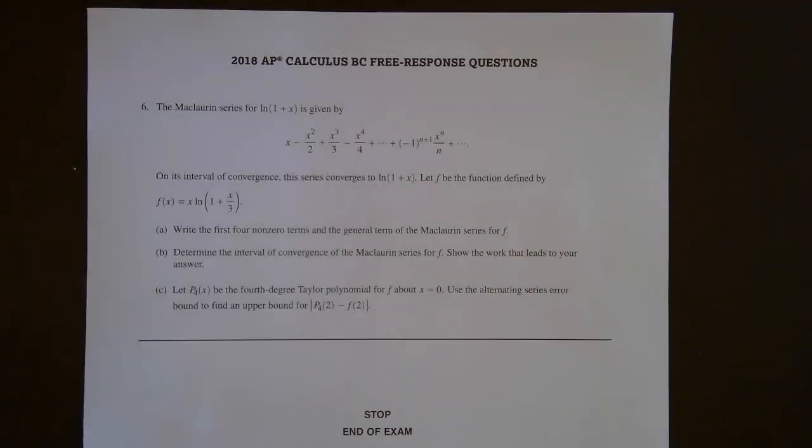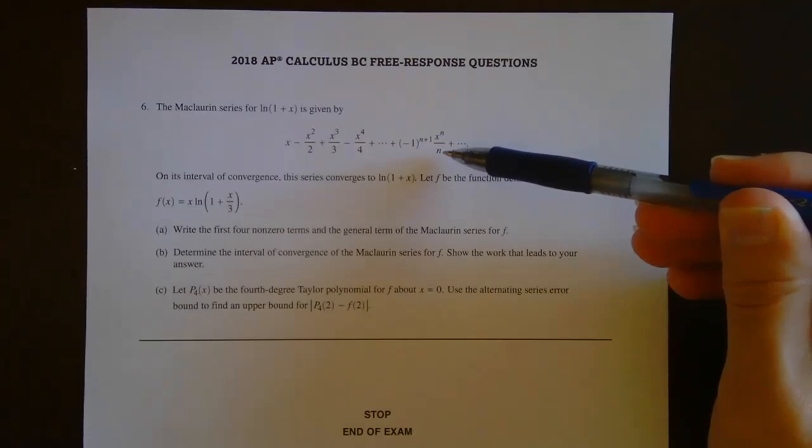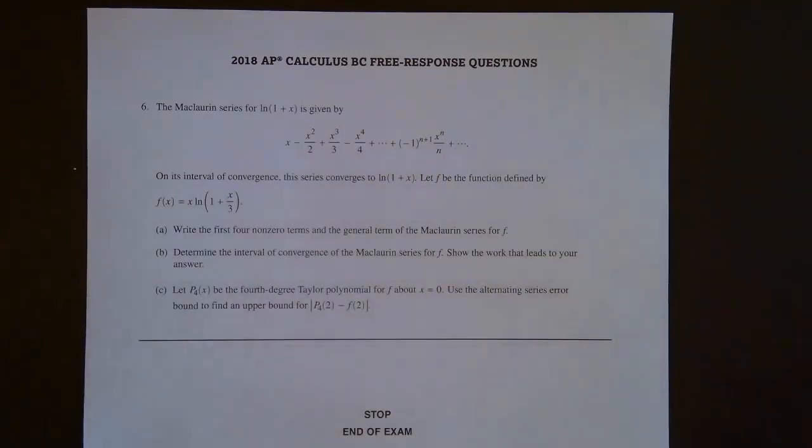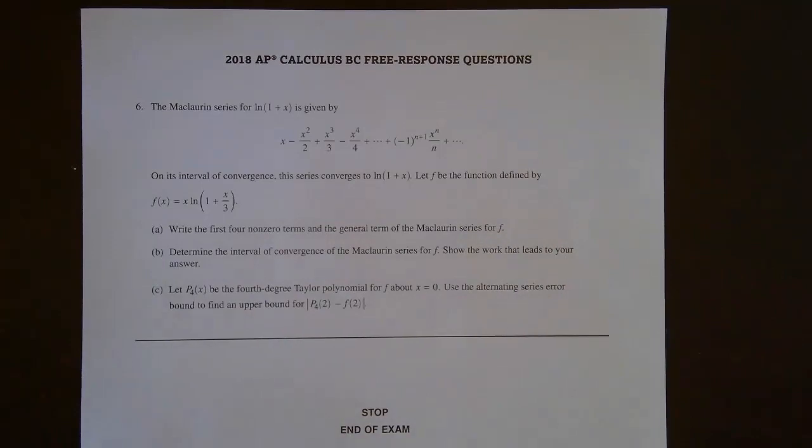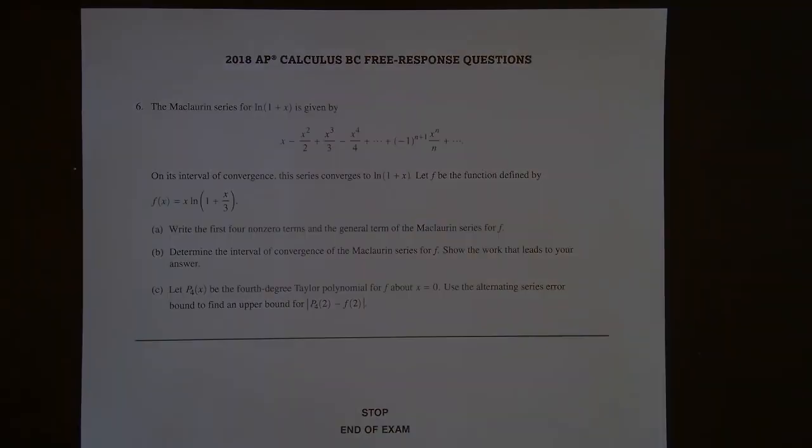Okay, so we need to determine the interval of convergence of the Maclaurin series for f and then show the work that leads to your answer. Okay, this is going to be a lot of work, okay? So you have to show the ratio test, okay? That's what's going to give it to us, okay? This isn't a geometric series because we're dividing by n, okay? If it was x to the n, we might be looking at it like a geometric series, and then we could get the radius of convergence that way, but it's not, because we're dividing by n. All right, so we're going to need to use the ratio test, and then we'll work that out, okay?